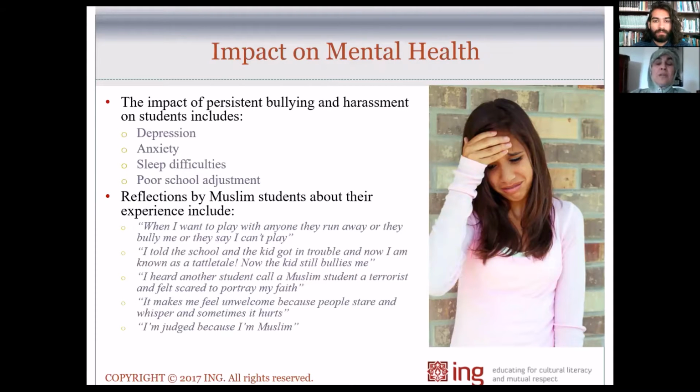And all of this going on has a definite impact on students in the classroom, and particularly persistent bullying and harassment, where students are scared to go to school because they know that they're going to be bullied by fellow students. And this has a long-term effect on their mental health in the form of depression, anxiety, problems sleeping, a poor adjustment to their school, and of course this also impacts their academic achievement. And below you'll find some reflections by Muslim students about their experience.